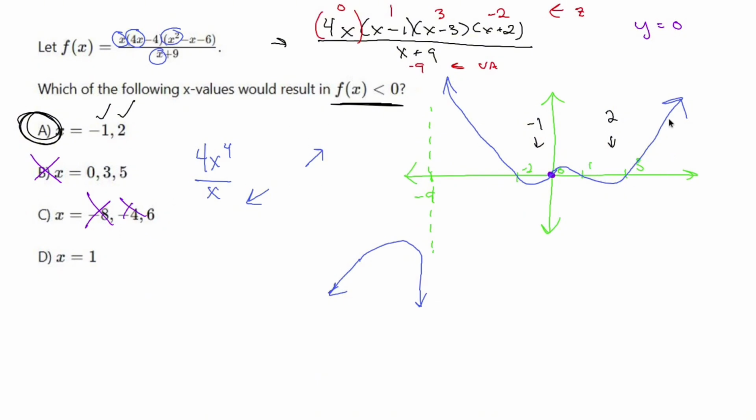If I plugged in 6, that's way over here. That's above the x-axis. You wouldn't work. If I were to plug in 1, that's on the x-axis. You don't count. So A is the only option that works because of this picture that we were able to poorly, but somewhat accurately, draw out. Very challenging problem, but we did it.